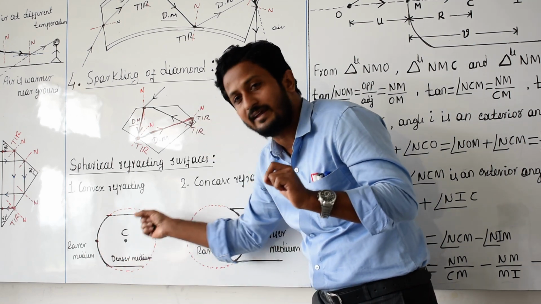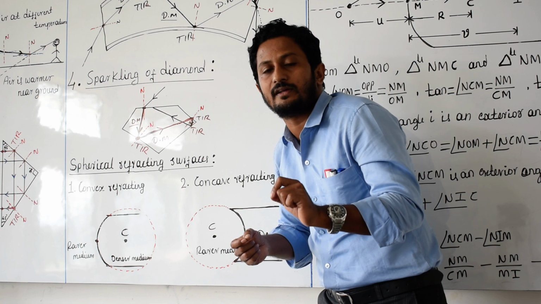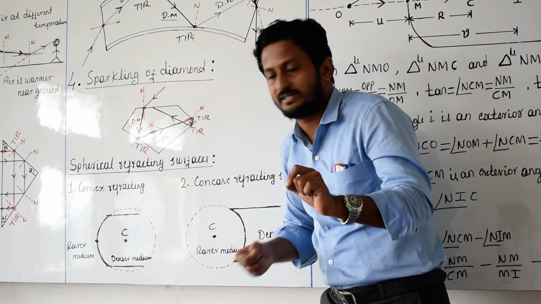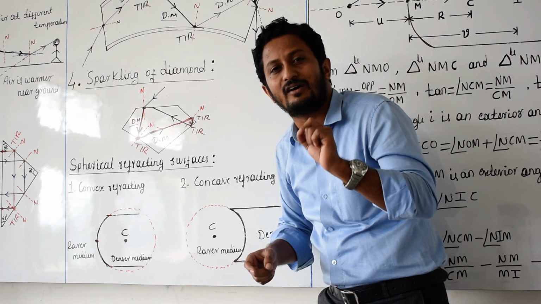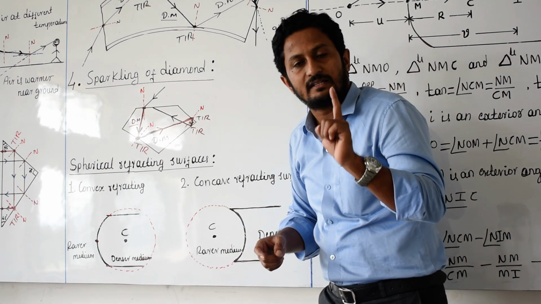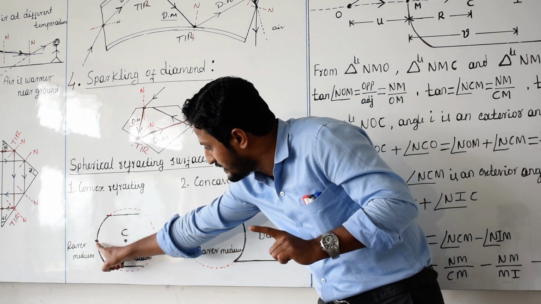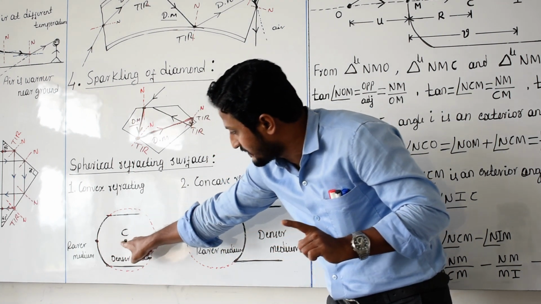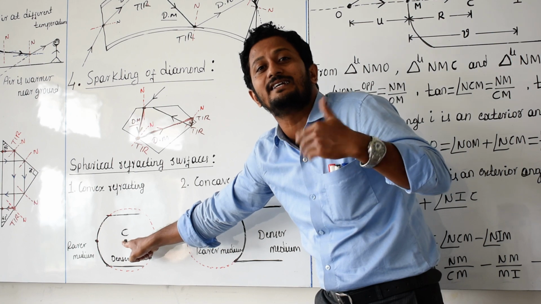Center point of that imaginary sphere, we call it the center of curvature. The C point we call the center of curvature. Then the distance between that pole and that center of curvature, this we call the radius of curvature.